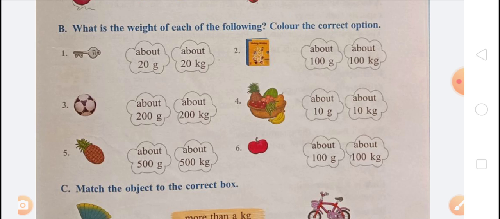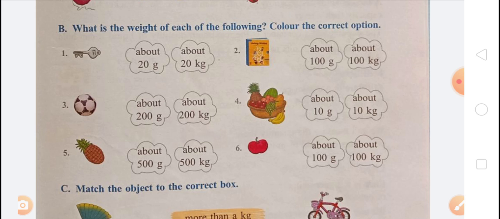Once again, the key's weight is about 20 gram, the book's weight is about 100 gram, the football's weight is about 200 gram, the fruit basket is about 10 kilogram. On fifth, the pineapple's weight is 500 gram. On sixth, the apple's weight is about 100 gram.